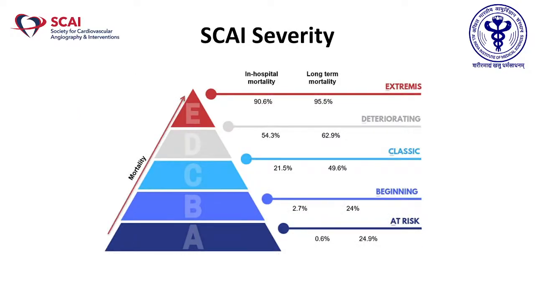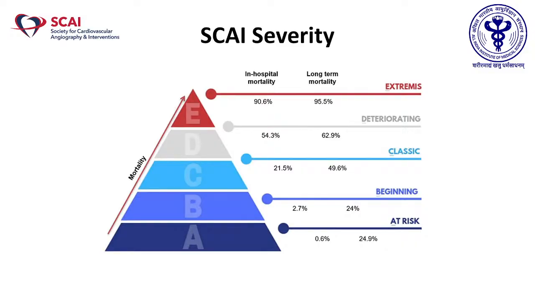So when someone is at A, there is 0.6% in-hospital mortality, and the long term mortality is around 24%, and it keeps on climbing, 2.7, 21.5, and when the patient is in E, 90.6% in-hospital mortality, and long term mortality is also similarly increasing.